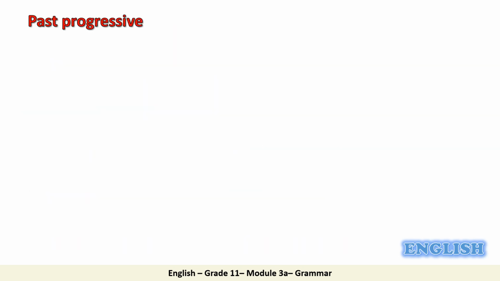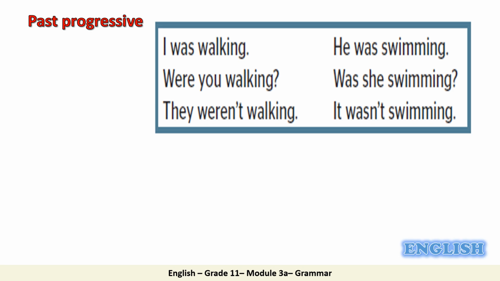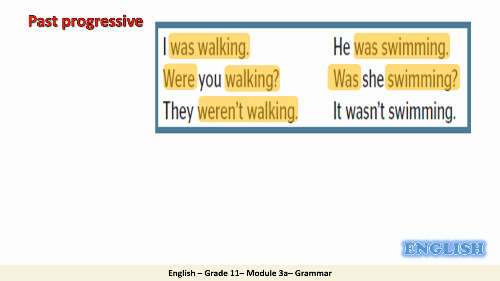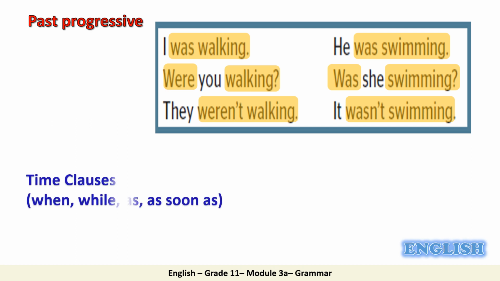The past progressive. Here, look at the form. Here, I was walking: was plus the verb and -ing. He was swimming, also the same, was plus the verb -ing. If I want to form a yes/no question, it starts with were you walking and was she swimming. For the negative form, they weren't walking, it wasn't swimming.